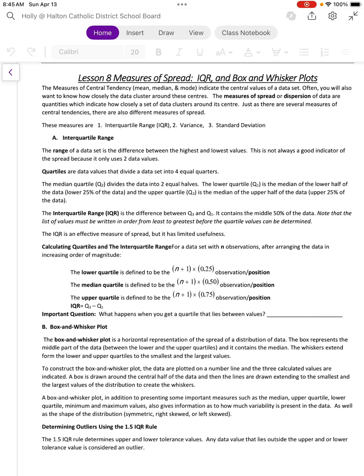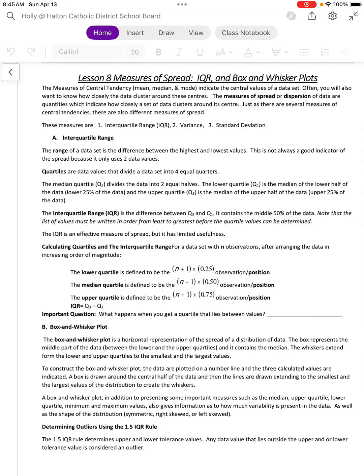Okay, so we're going to look at Lesson 8, Measures of Spread, IQR, and Box and Whisker plots. The measures of central tendency, mean, median, and mode, indicate the central values of a data set. Often you will also want to know how closely the data clusters around these centers.